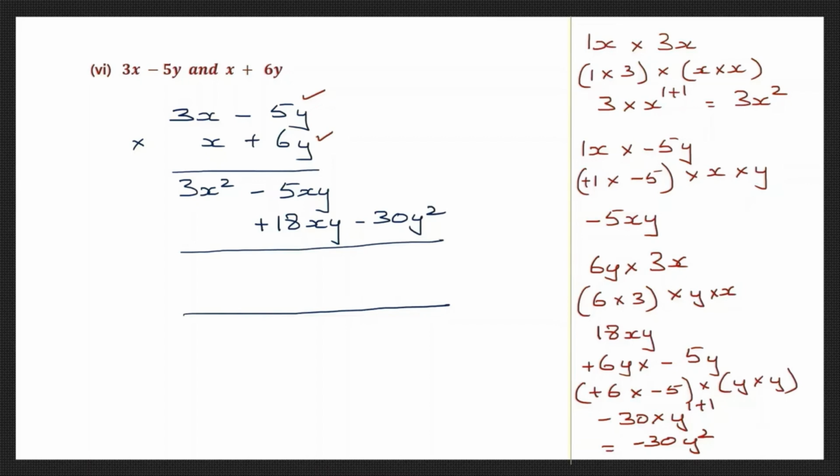Now let's do the x square column. So we have 3x square. We'll move to xy. Here we have minus 5 and plus 18. Signs are different. Put the sign of the bigger number and subtract. 18 minus 5 is 13. 13xy. And here we have minus 30y square.